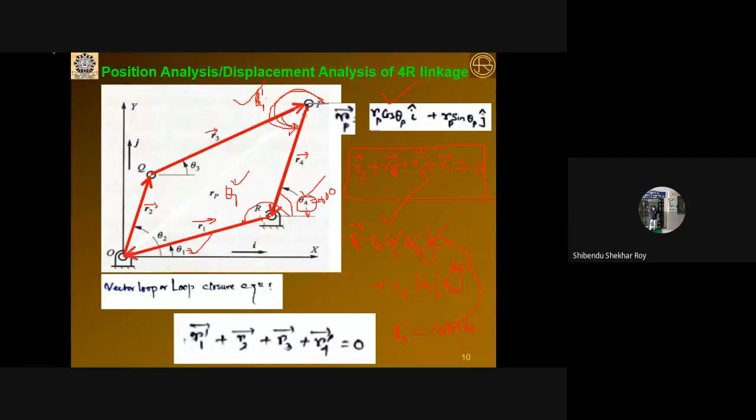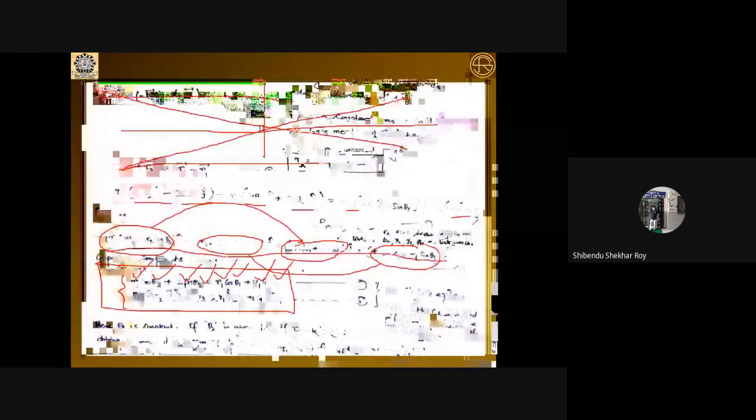So I left that particular job for you, that you have to solve this equation. Meaning, you have to find out theta 3 in terms of theta 2, and also find out theta 4 in terms of theta 2, because theta 2 is always given as the independent variable. After solving these two equations, you can write theta 3 in terms of theta 2 and theta 4 in terms of theta 2. That problem is given to you to solve at home. Okay, clear?